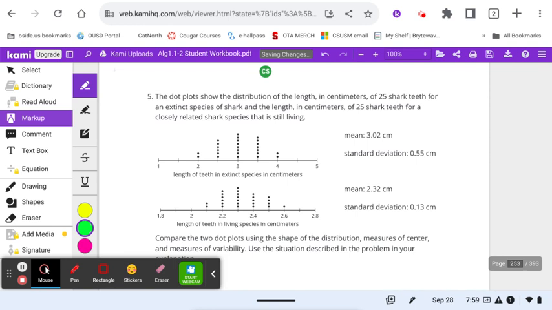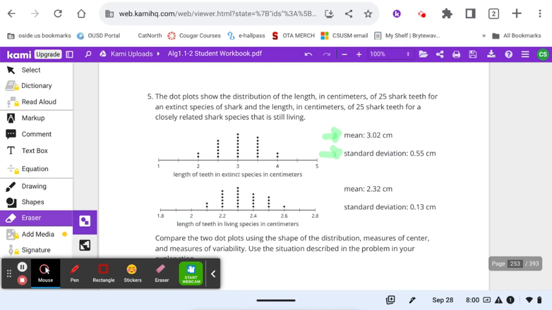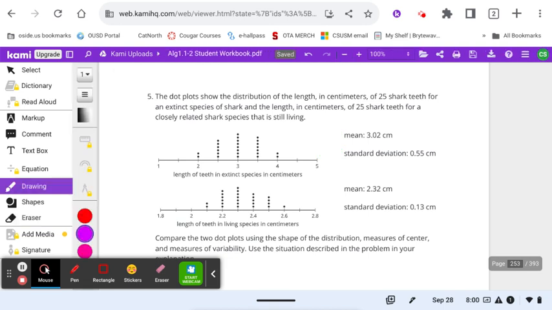All right, the dot plot shows the distribution of length in centimeters of 25 shark teeth. This is for an extinct species of shark, and then the length for a closely related shark that is still living. So it's giving us the mean and the standard deviation. Remember that the mean is showing us a measure of center, and the standard deviation is showing us how spread out our data is from that center. The second one, the mean, is a smaller number. That's the living species, but the standard deviation is smaller, so less spread out.